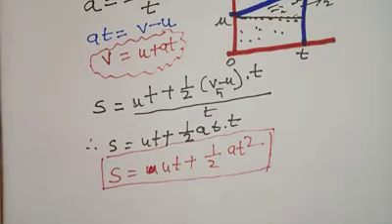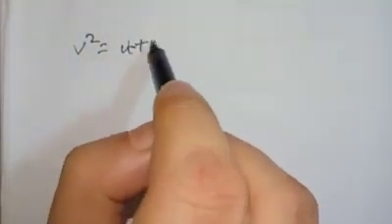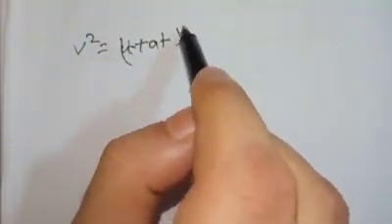Now what I will do is take this value v equals u plus at. What happens if we start squaring that? Let us see what it actually leads to. Definitely we are doing it for some purpose. So what it would lead to is that if I write over here v squared equals u plus at, the whole squared.